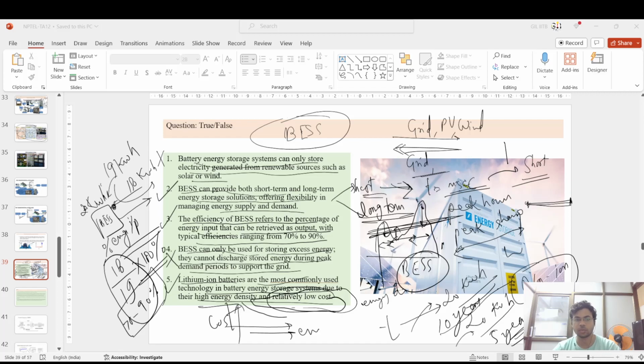Sir, can I ask something? Based on C rate, like 1C batteries are higher cost than 0.5C or 0.2C. Higher energy density means 10 kilowatt by 20 kilowatt hour.